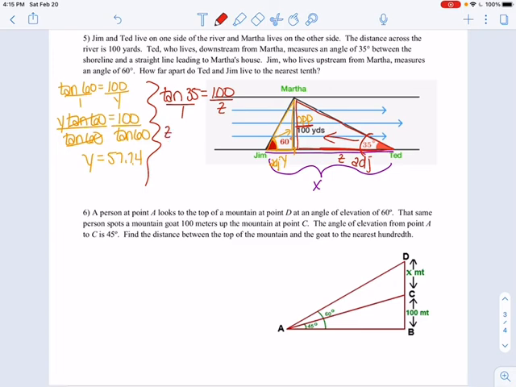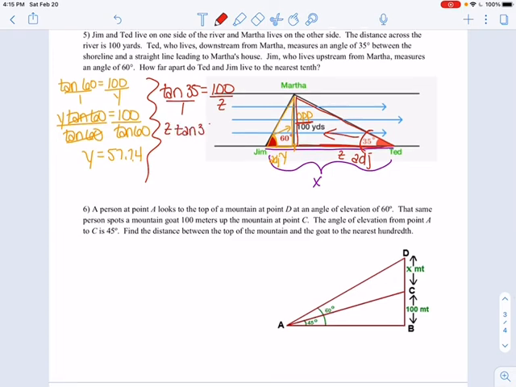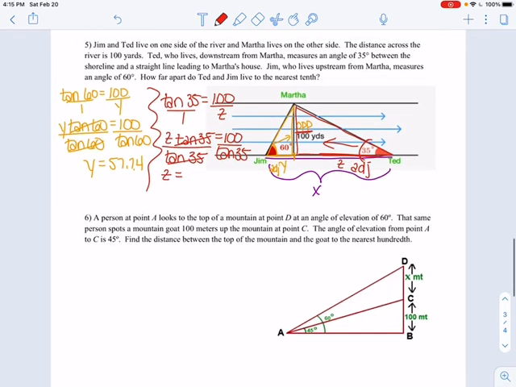I'm going to have Z times the tangent of 35 equals 100. Divide both sides by the tangent of 35. Again, the tans of 35 will cancel on the left. And again, straight calculator, 100 divided by the tangent of 35 should give you an answer of 142.81. So again, we're not done yet.